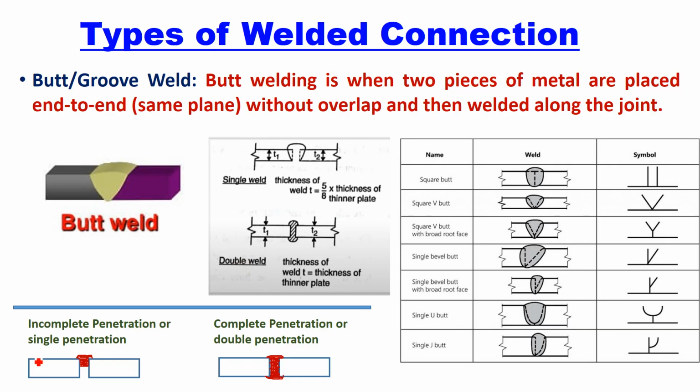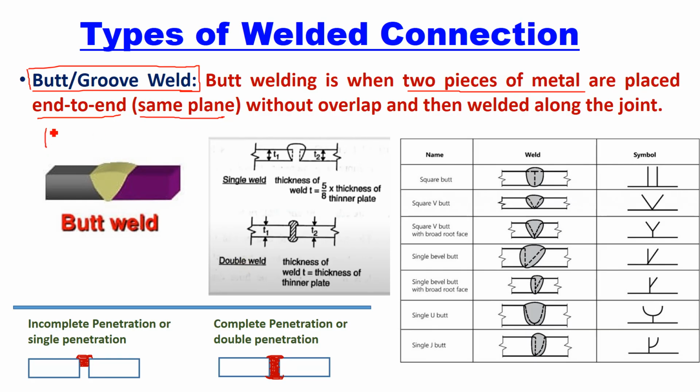Then what are the types of welded connections? There are four basic types of welded connection. The very first is butt weld, which is also called groove weld. Butt weld or groove weld, both are the same. So what is butt weld? Butt welding is when two pieces of metal are placed end to end, or you can say when two pieces of metal are placed in the same plane.